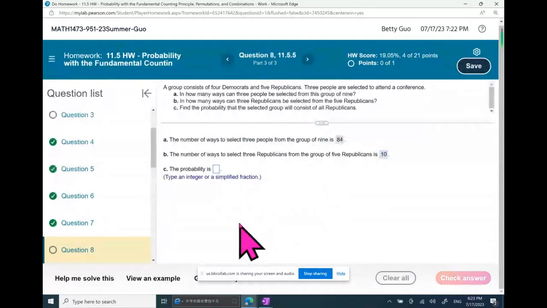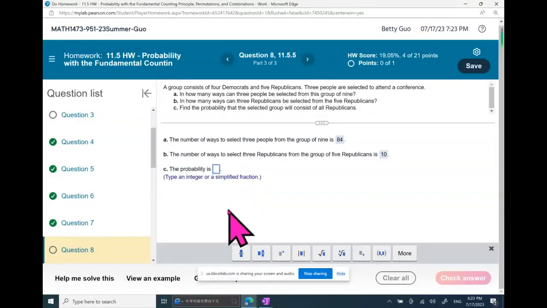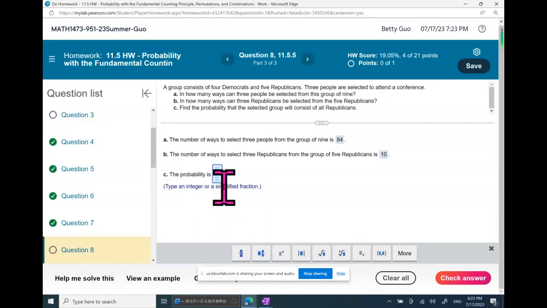Part C, find the probability that the selected group will consist of all Republicans. This is a very good problem because it prepares you. The answer from A is going to be the denominator of the probability fraction. The answer from part B is the numerator of the probability fraction. All you need to do is simplify.